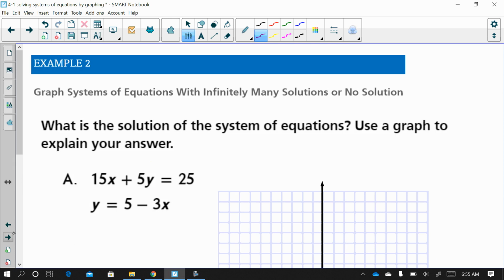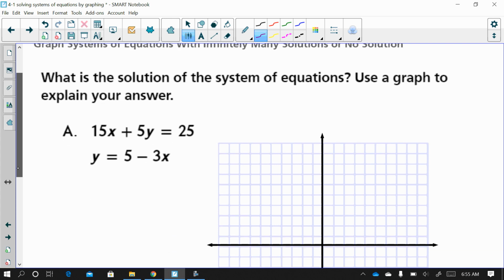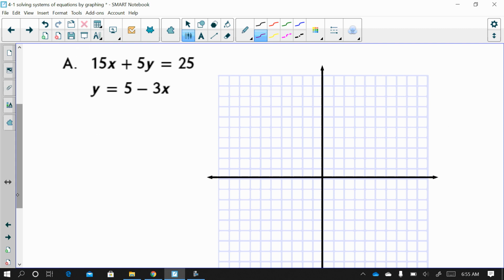Okay, let's look at another one. So what is the solution to this system? Okay, so notice we have 15x plus 5y equals 25. Oh no, that's not in slope-intercept form. Okay, so we need to change that to slope-intercept form. Get it out of standard form and make it y equals mx plus b. Okay, so I'm going to just write down here so I have enough room. 15x plus 5y equals 25.